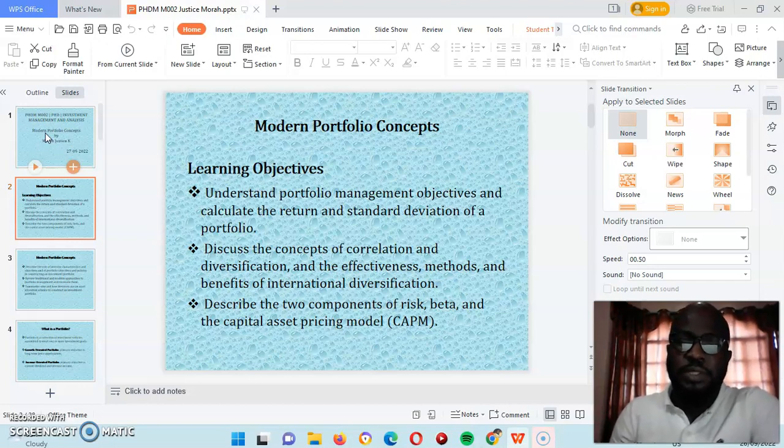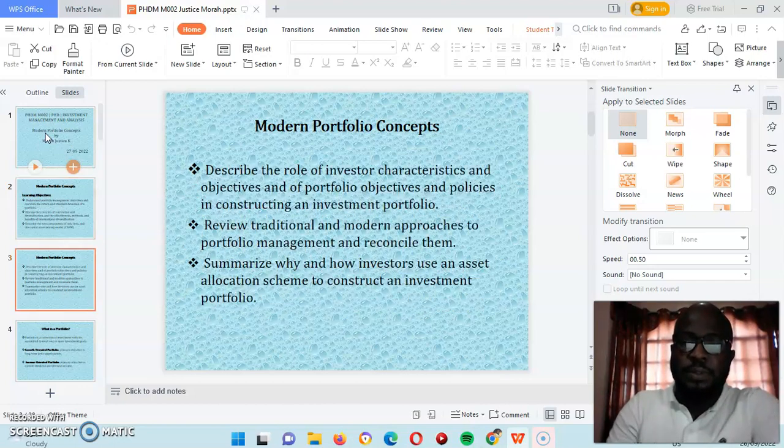Then describe the two components of risk, beta and the capital asset pricing model. Describe the role of investor characteristics and objectives, and portfolio policies in constructing an investment portfolio. Then review the traditional and modern approaches to portfolio management and reconcile them. Summarize why and how investors use an asset allocation scheme to construct an investment portfolio.